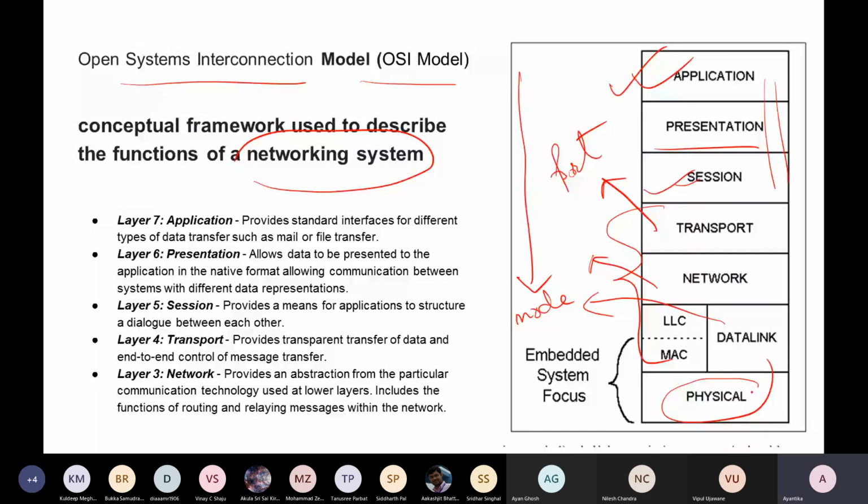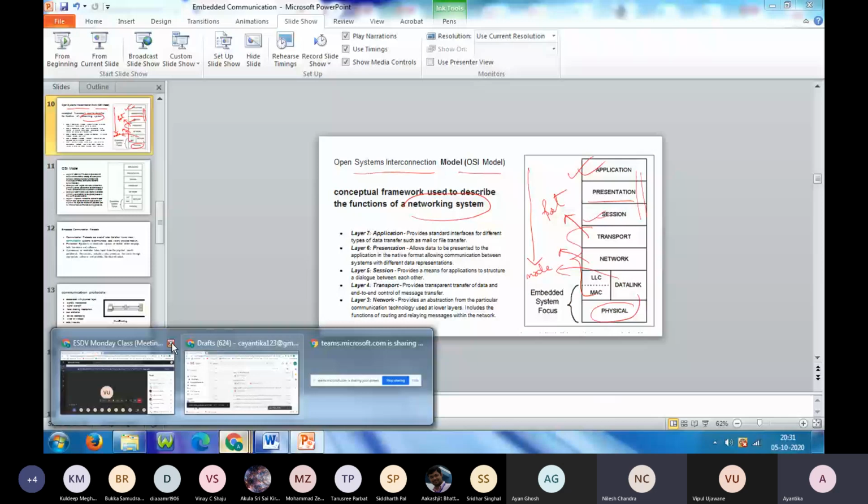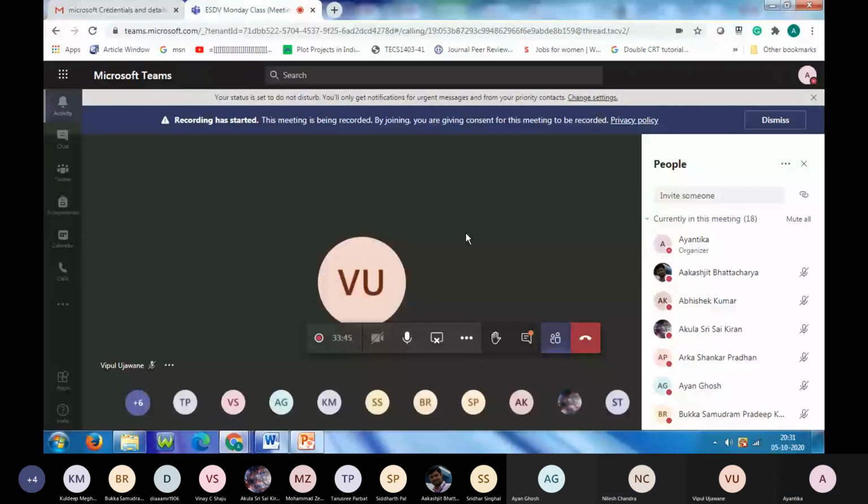Okay. So any questions so far? Then we'll go to the embedded protocols. Anyone? Yes. Ma'am, please give an example of the physical layer data rate. Data rate, okay. You are saying the physical layer data rate. Yes ma'am, data rate in physical layer. I will come to it.